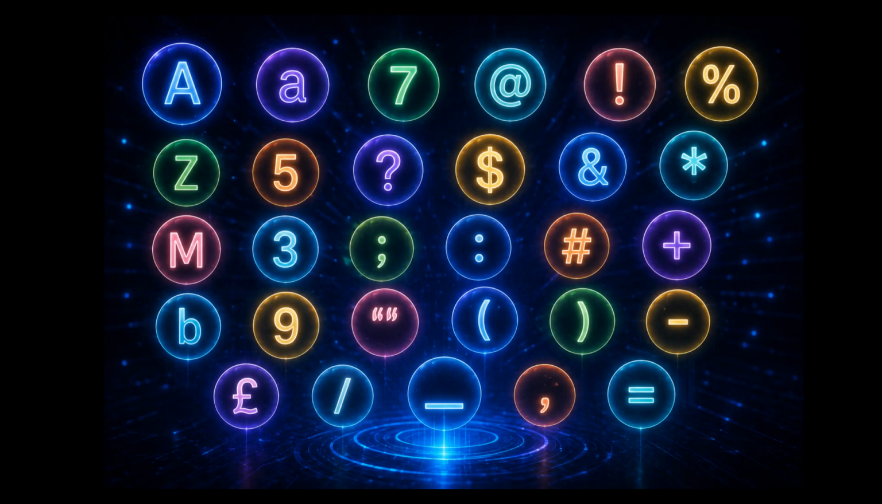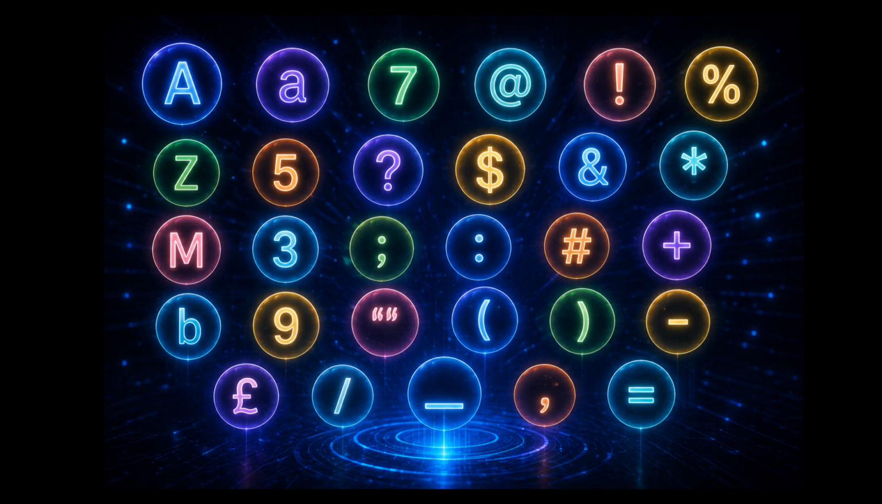Computers work with many different kinds of characters. A character is not just a letter. It can also be a digit, a punctuation mark, a mathematical symbol, or a currency symbol. For example, a, @, 7, @, and £ are all individual characters.